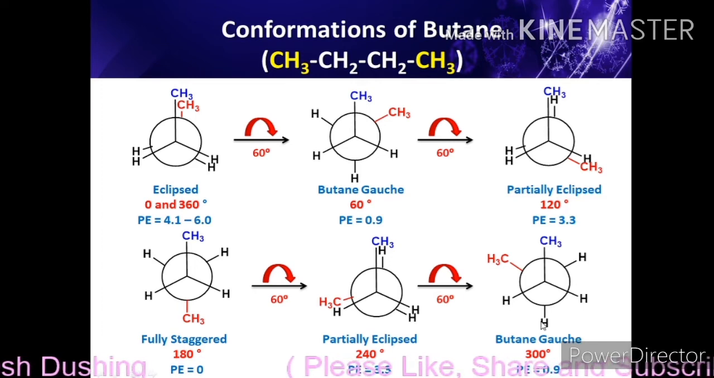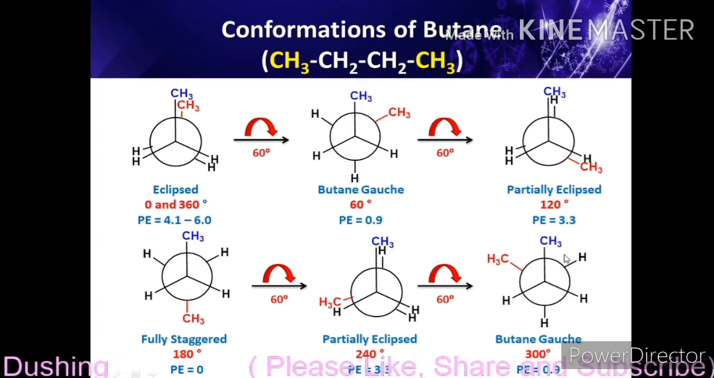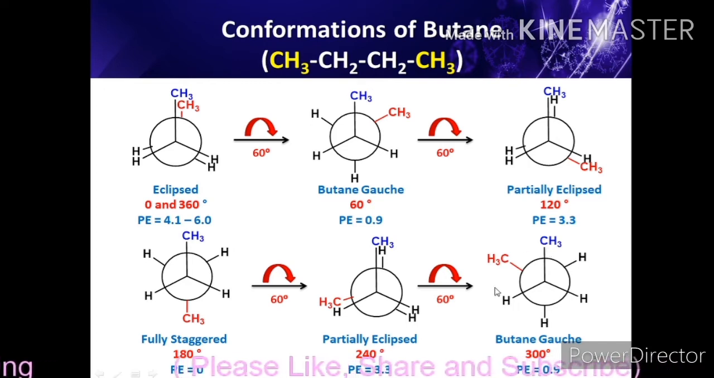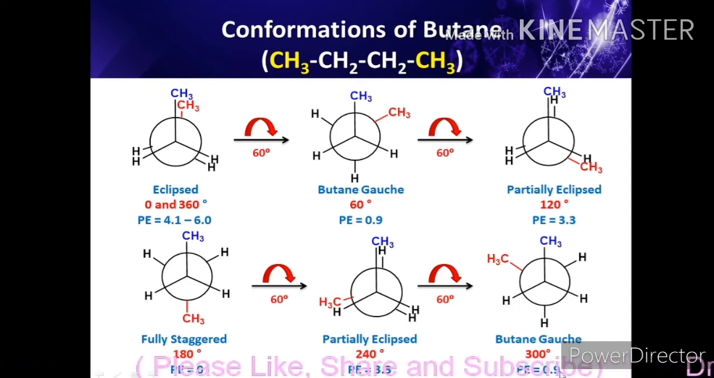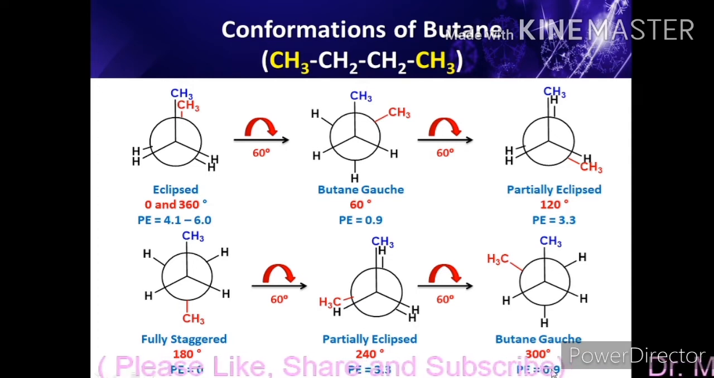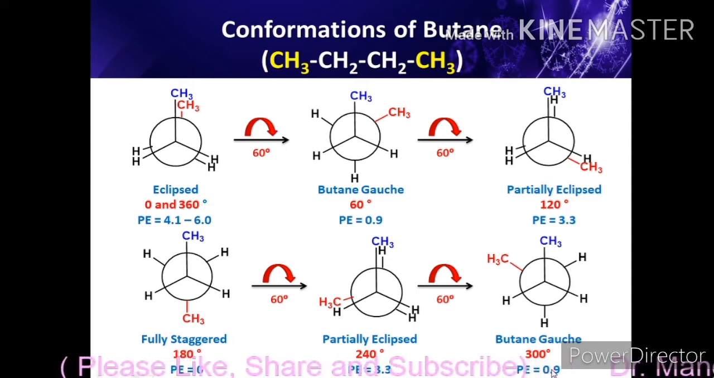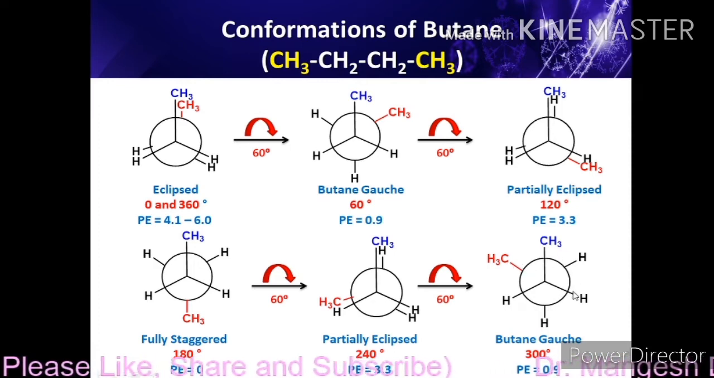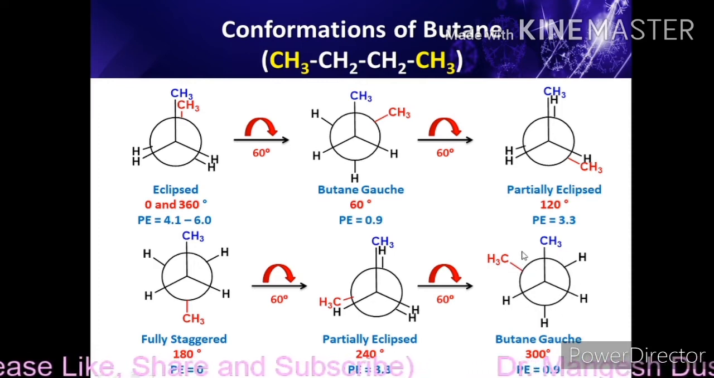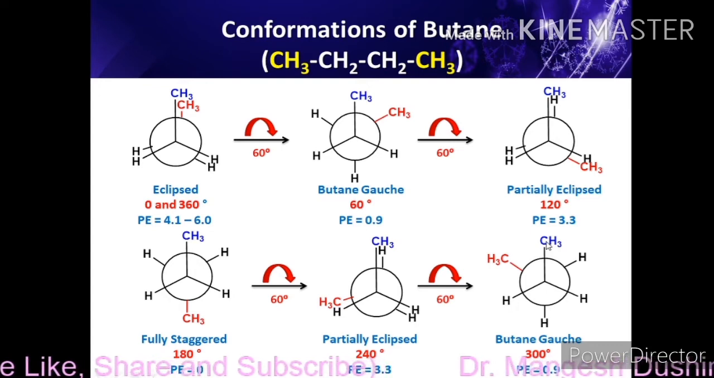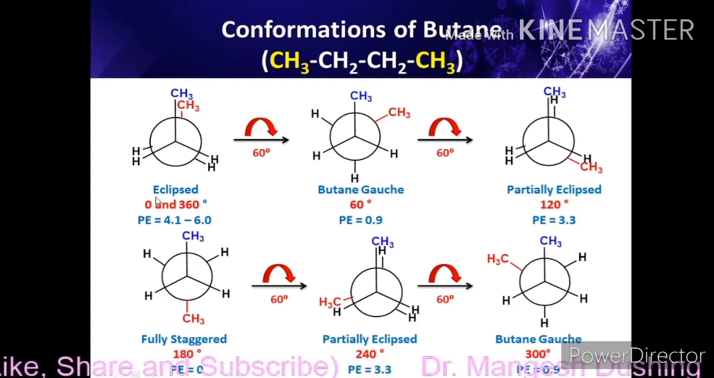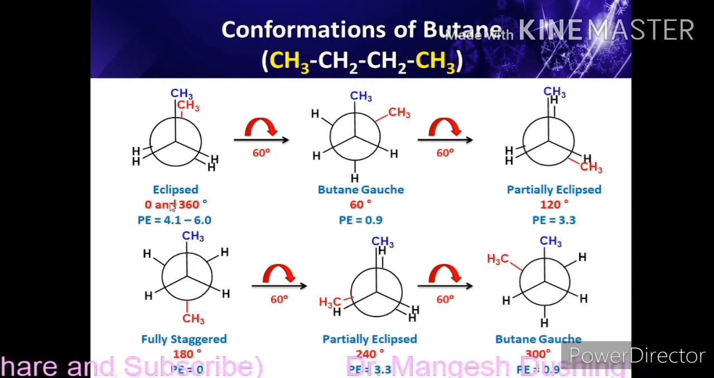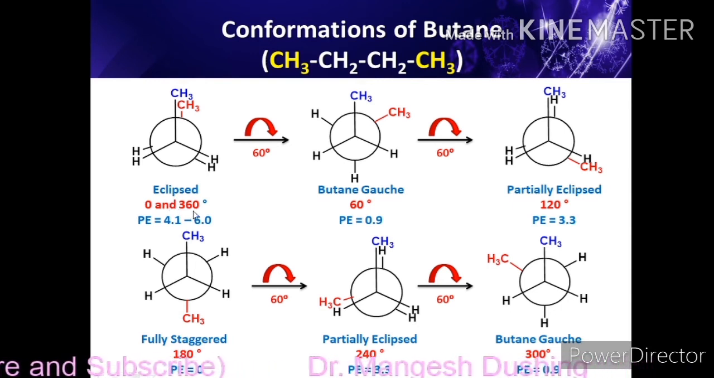If hydrogen gauche, energy is 0. Carbon or methyl hydrogen gauche, energy is 0. But methyl gauche, energy rises around 0.9. So the total energy of the molecule will be 0.9 kilocalorie per mole. Again we will rotate the rear carbon atom by 60 degrees. So this methyl comes over here. Again methyls become eclipsed. We will get this structure, which is called the fully eclipsed conformation of n-butane. The dihedral angle is 360 degrees.